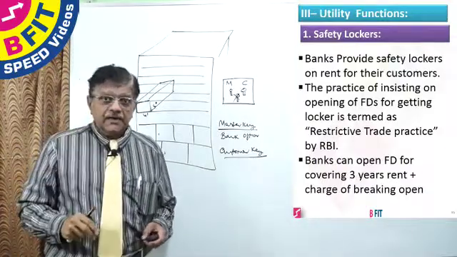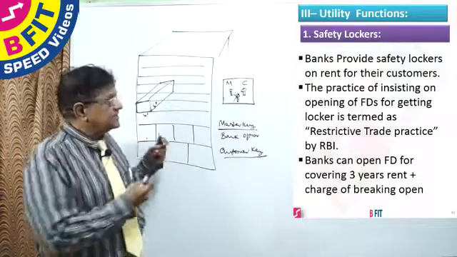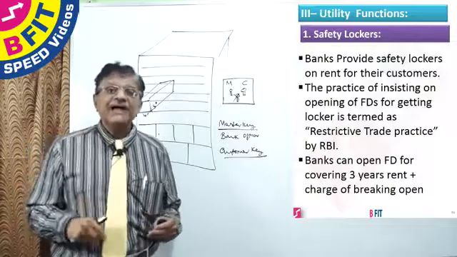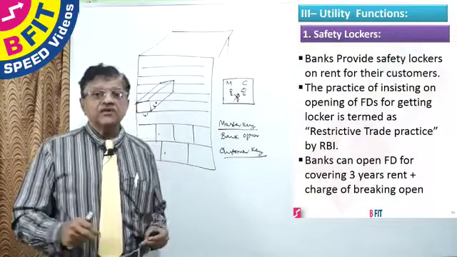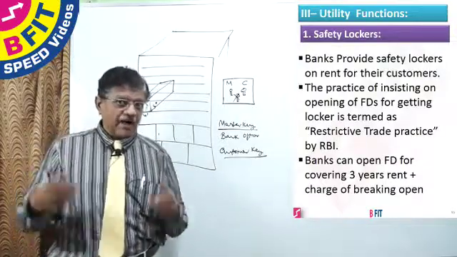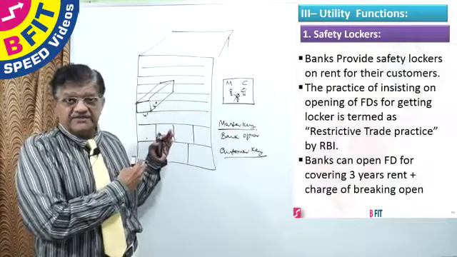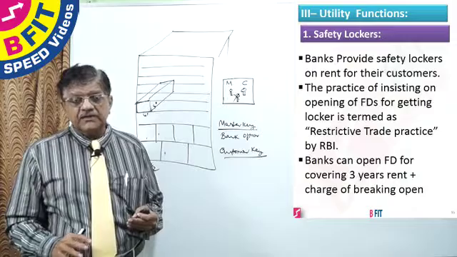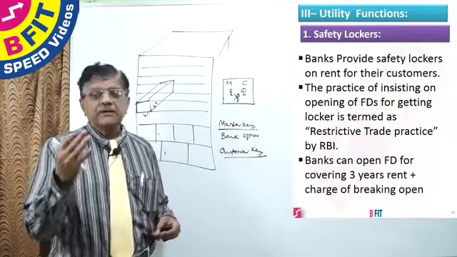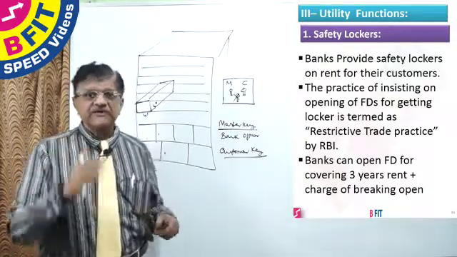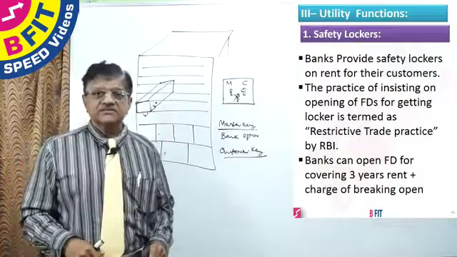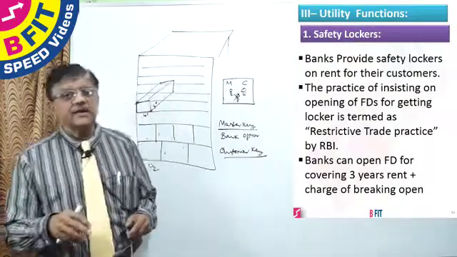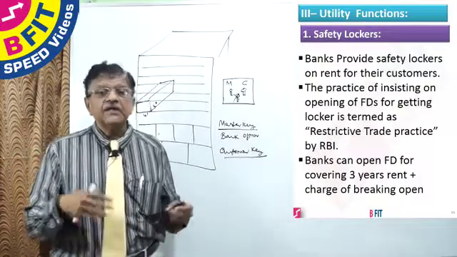Now, because these lockers in some of the cities became very scarce, lockers were not available. Banks started insisting on fixed deposits. Suppose you are in a city like Bombay, where space is very scarce and lockers are very scarce. The bank will ask you to open a minimum deposit of 5 lakhs. Unless you open a fixed deposit of 5 lakhs, I will not give you the locker. So customers used to insist on some 5 lakhs fixed deposit being opened, and only then could a locker be given.